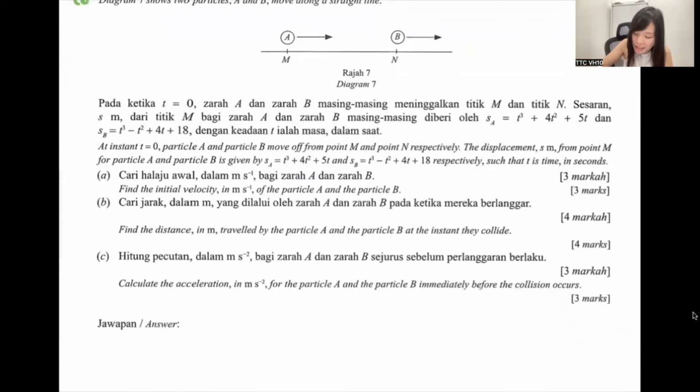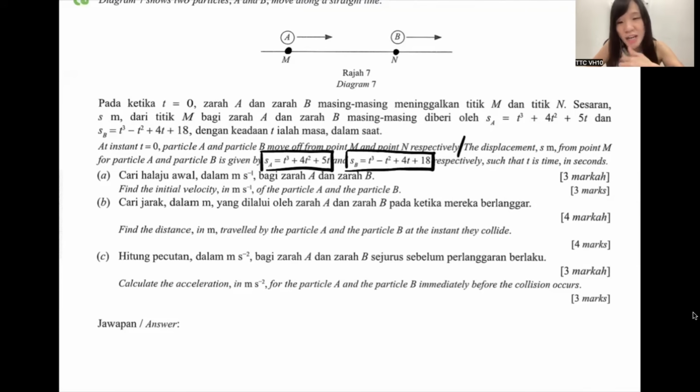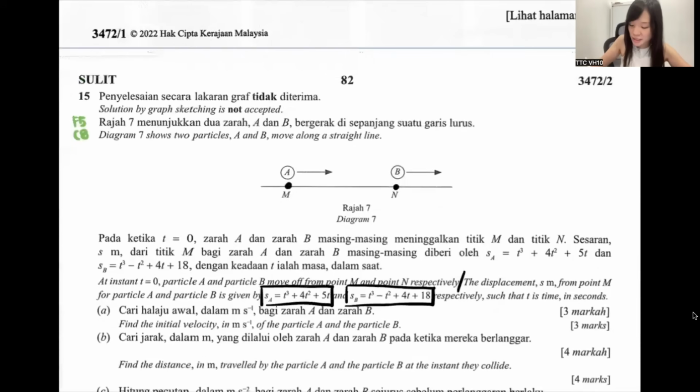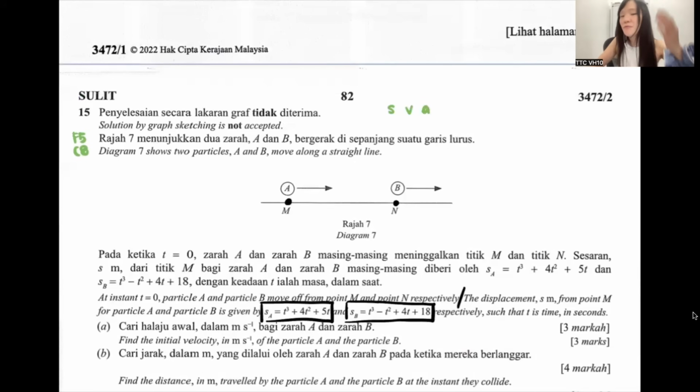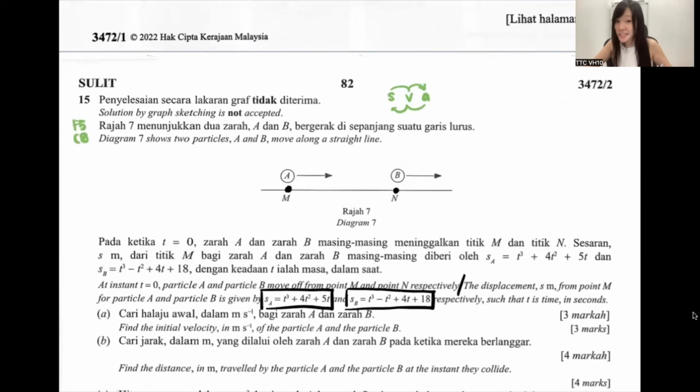Next, they say at the instant when t is 0, when time is 0, particle A and particle B move from M and N respectively. So at the start, you start from M, I start from N. Both of us start from different places. They say the displacement from M for particle A and particle B is this. They must always give you an equation. I expect you guys have the basics for this chapter. The most important thing is SVA. S stands for displacement, V for velocity, A for acceleration. Going forward is differentiate, going backwards is integrate. I expect you all know that, okay?